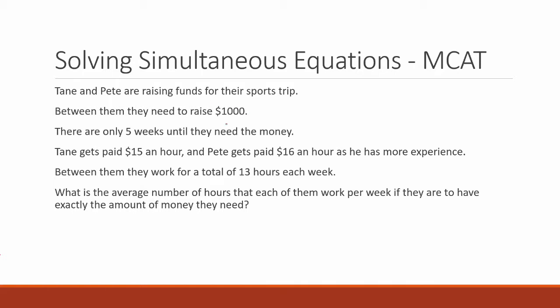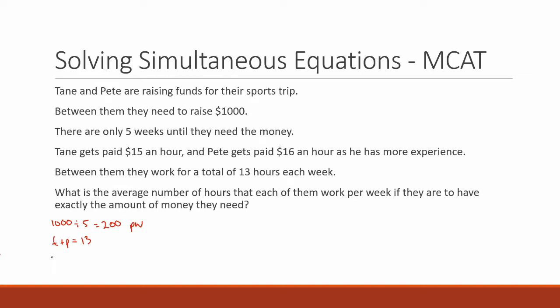Okay, so they need $1,000, but there's only 5 weeks, so we need to divide that value. So we need $1,000 in total divided by 5 weeks, which is $200 per week. So we also know that Tane and Pete work 13 hours. Okay, so T and P are going to be how many hours Tane and Pete work.